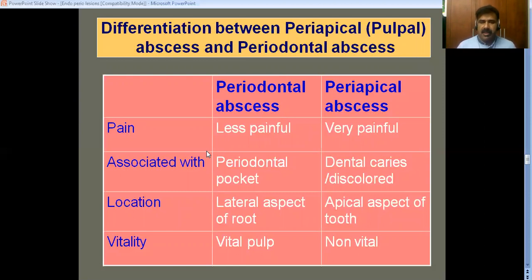Then the location of the abscess. In a periodontal abscess, it can occur anywhere along the lateral aspect of the root. If you take a radiograph, you may find a radiolucency anywhere along the lateral aspect of the root. But in a periapical abscess, the abscess is usually located more apically. And when you look at the vitality of the pulp, in a periodontal abscess the pulp is vital, while in a periapical abscess the tooth is usually non-vital. So these are the basic differences. Looking at the clinical features and these aspects, you can differentiate whether it is of pulpal or periodontal origin. And then, based on that, you have to formulate a treatment plan.